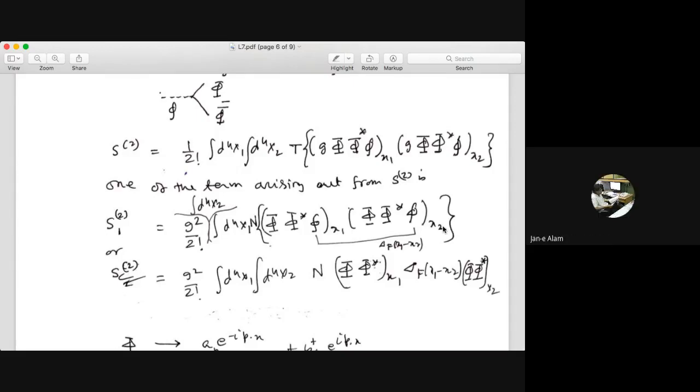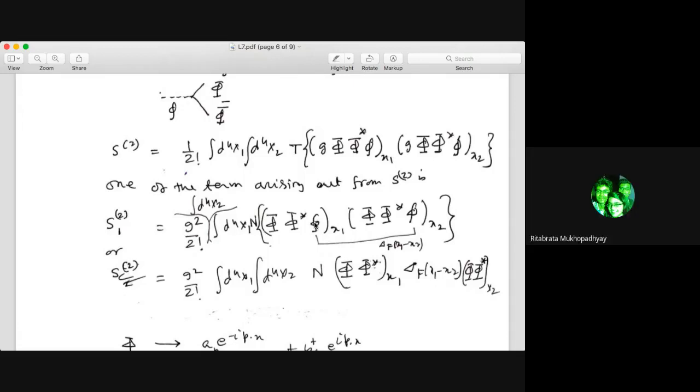But that possibility, having small phi on the external line, is there. What you do is, don't contract small phi, you contract this phi star and phi. Then you will get a propagator for capital phi, and in that case small phi can come on the external line.